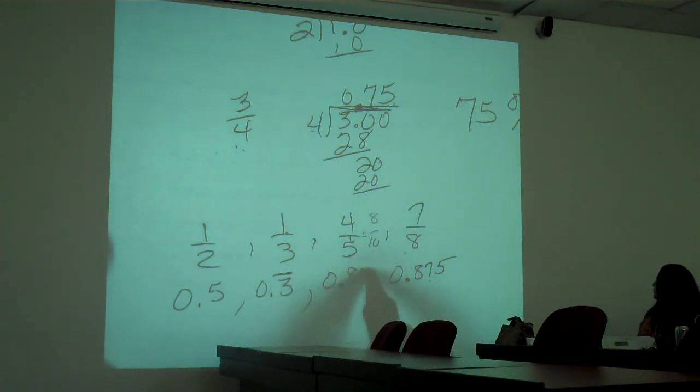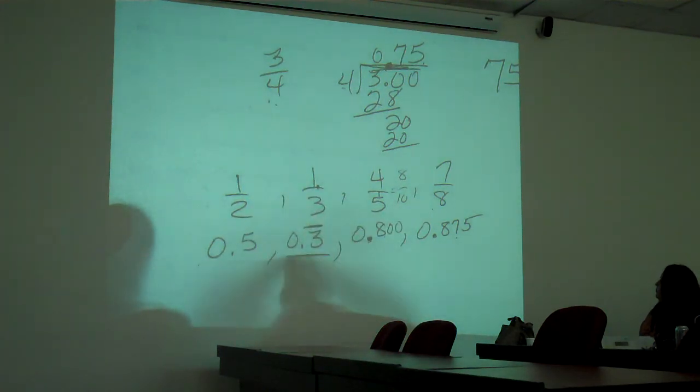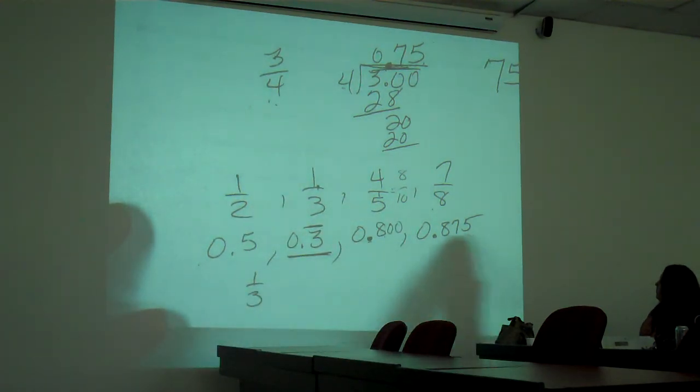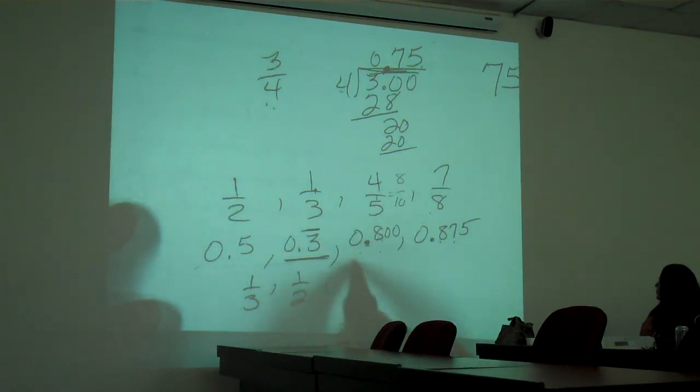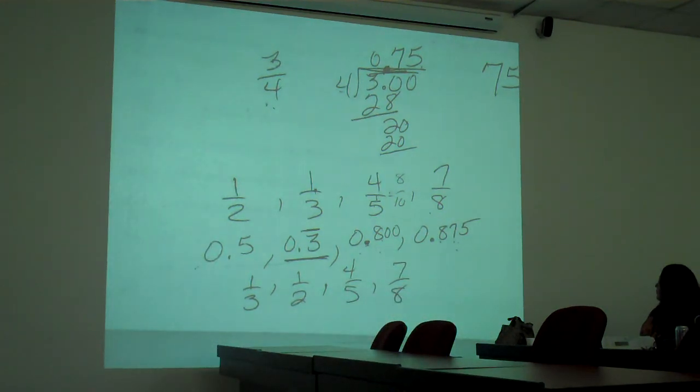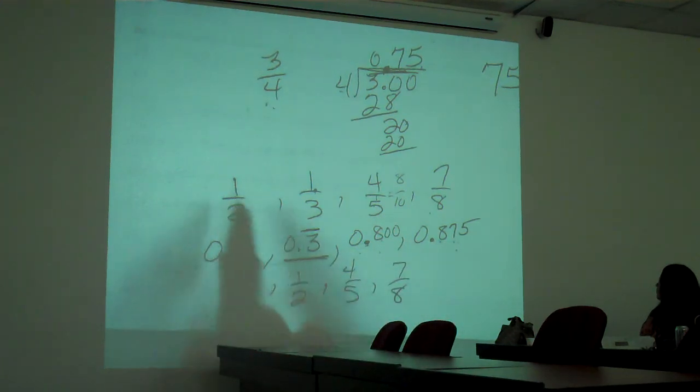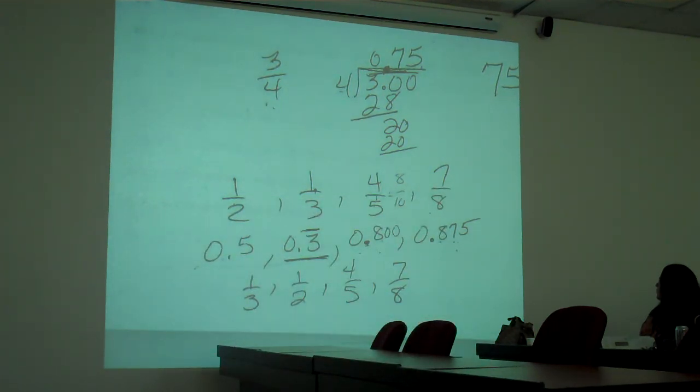Because this would be like 800 if you put some zeros after it. So from small to big, you would do your 1/3, your smallest one. Then 0.5 would come next, which is 1/2. The next smallest one is this one, right? 4/5. And then your 7/8. So if you put the numbers in decimals, it's easier to put them in order than to try to figure out in your head which one is bigger and which one's smaller.